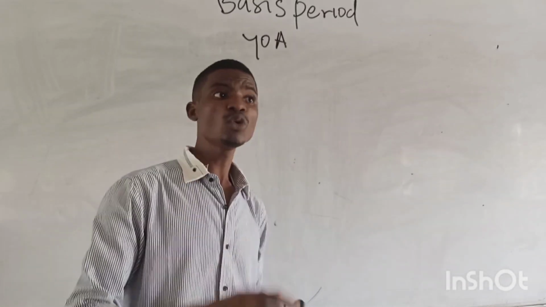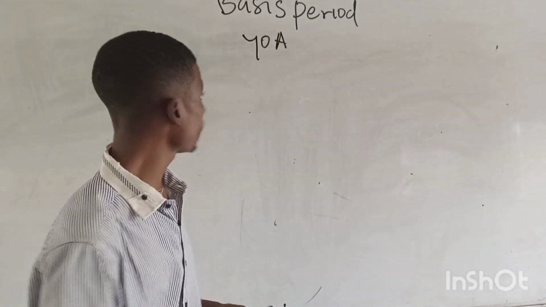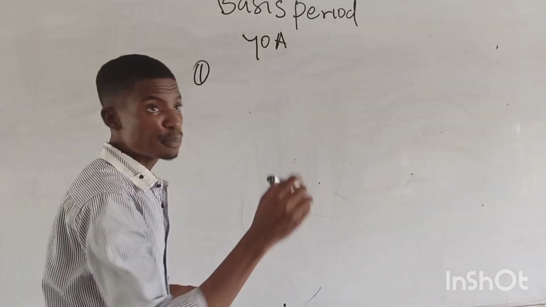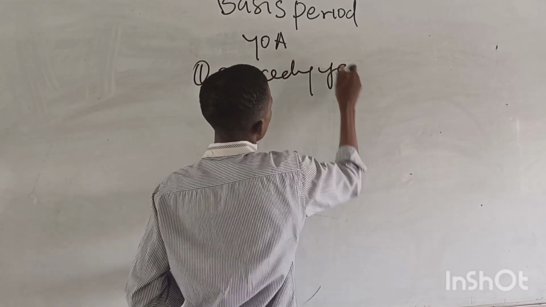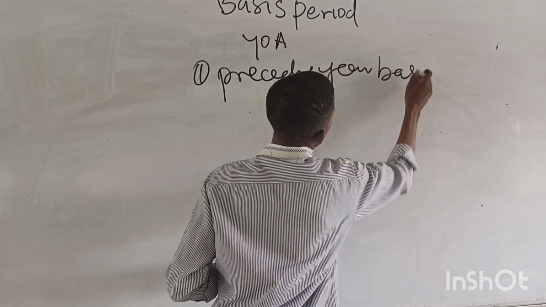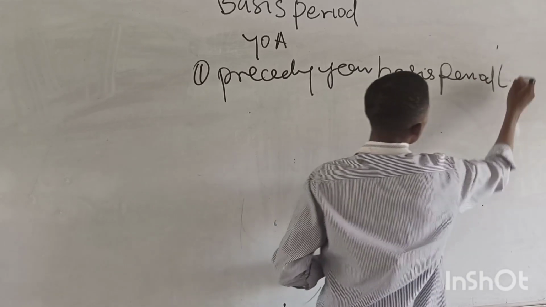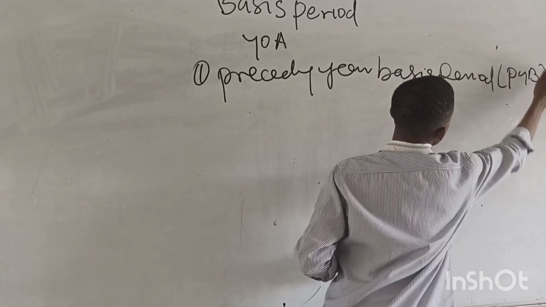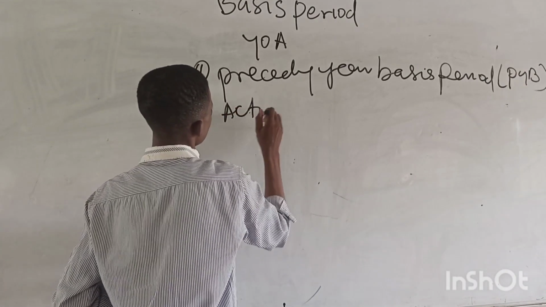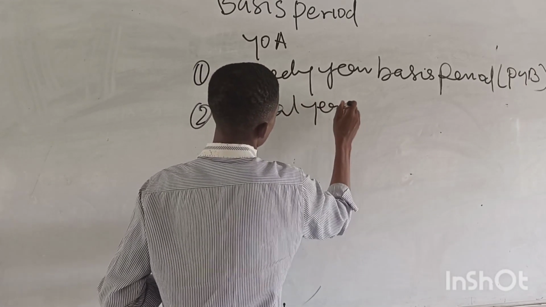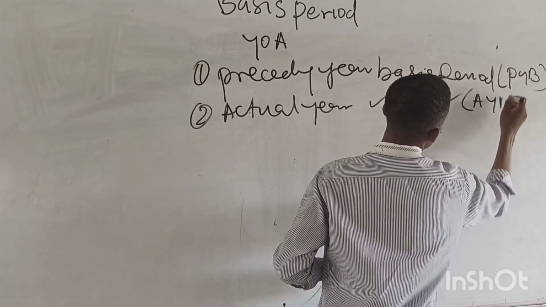So actually we have two types of basis period. We have the preceding year basis period, PYP, and we also have the actual year basis period, AYB.